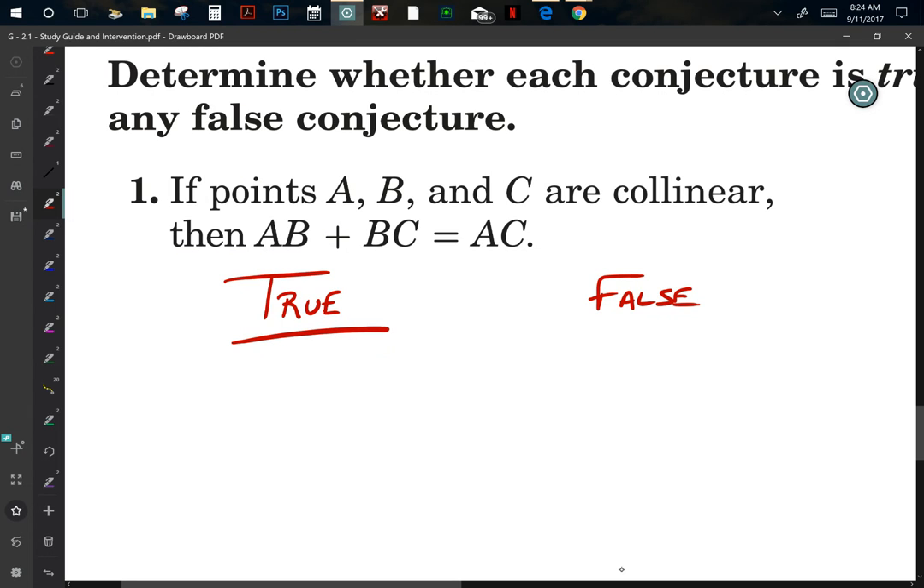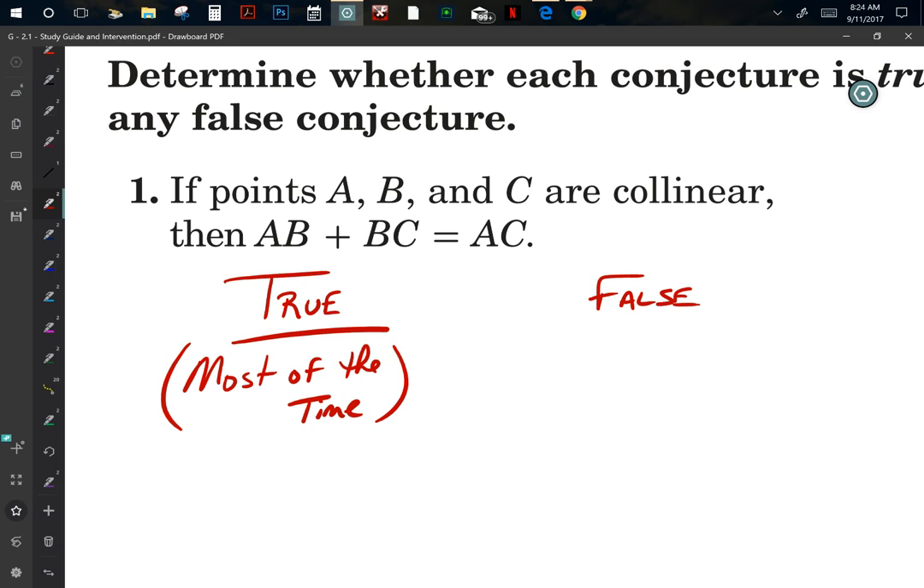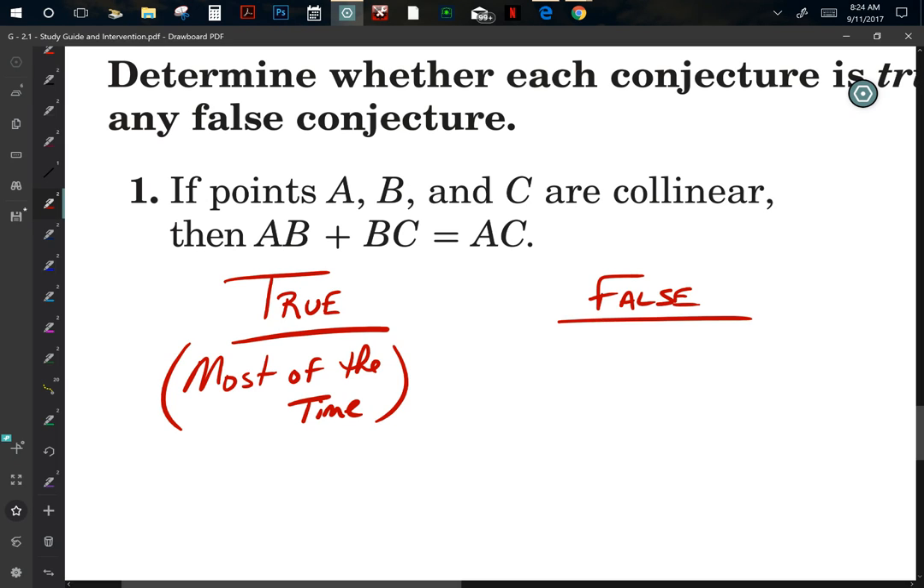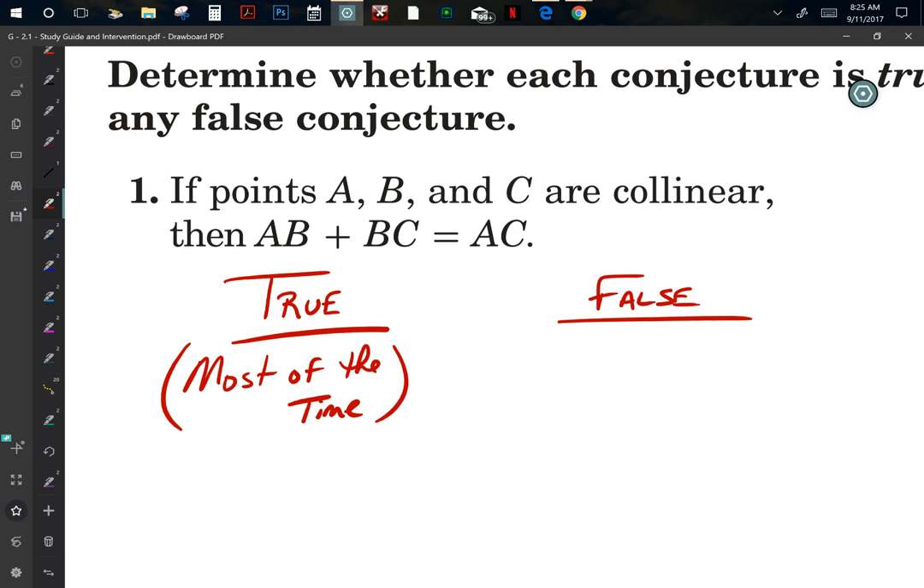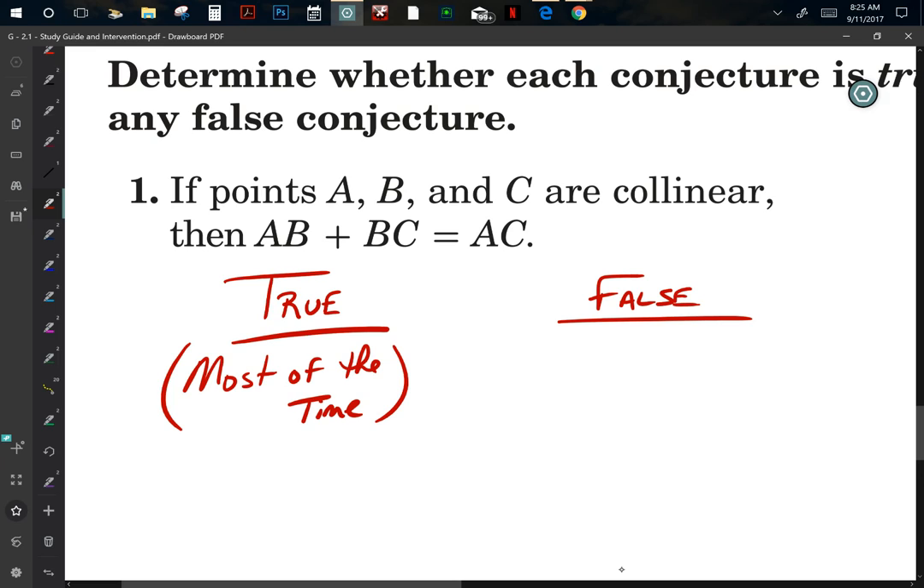True, and you know what I'm going to write here? Most of the time. But let's say 99 out of 100 times that's true. If there's one time out of 100 that it's not, it's false. If you'll remember, what does it mean here? What's missing in this statement? Anybody? It's okay if you don't see.